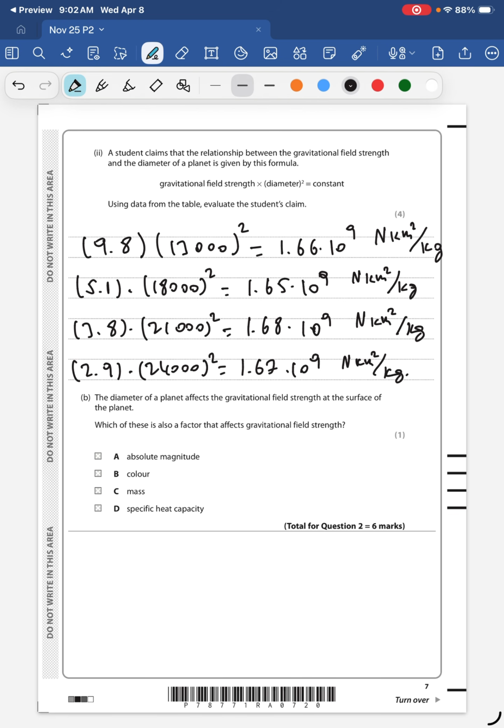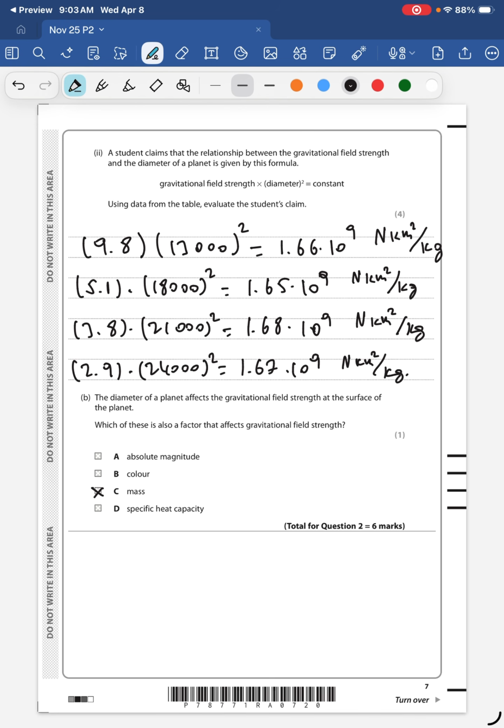So part B: the diameter of a planet affects the gravitational field strength at the surface of the planet. Which of these is also a factor that affects gravitational field strength? Okay, we just said that the mass affects it. I gave you the formula. I think you learn about this at A levels, so you don't learn about this at the GCSE level, but it's good to know. So mass is the other important factor.